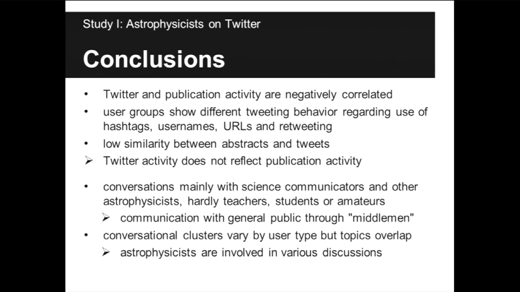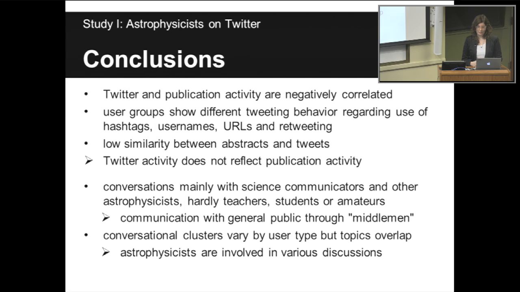So to conclude on this first study, we found that Twitter and publication activity are mostly negatively correlated. We also found that the different user groups, if you publish a lot or tweet a lot, have different behavior in how they use Twitter regarding the number of hashtags, usernames, URLs, and retweets. Between the abstracts and the tweets, so between the publication content and the tweet content, we found low overlap, which might be due to different kinds of vocabulary used, or because of different topics discussed. What we basically take from this is that Twitter activity does not reflect publication activity, but still it's a part of the communication of the researcher.